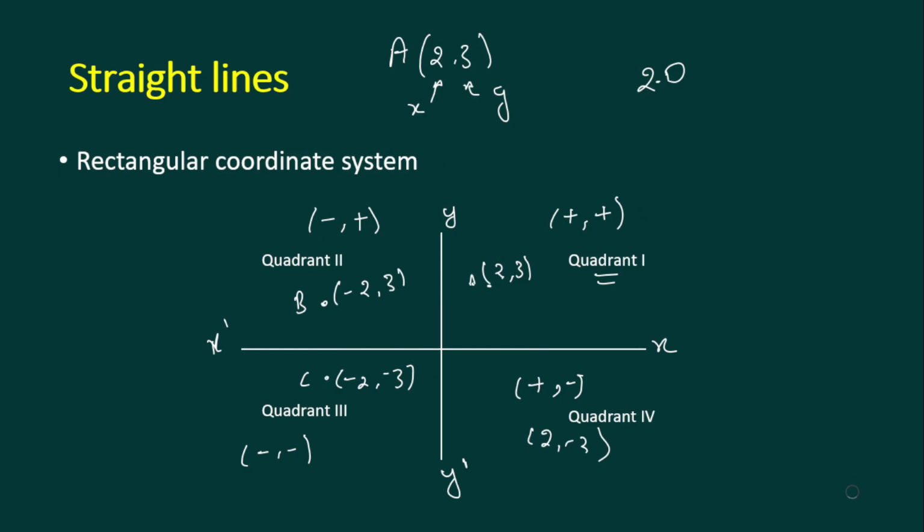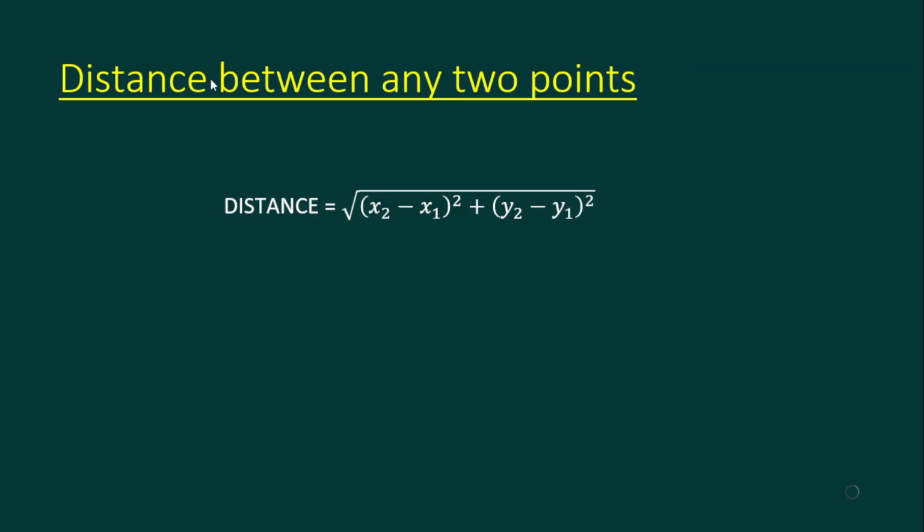Now let's move towards some more about this rectangular coordinate system. Here is the distance between any 2 points. Let's say we have any 2 points, A is 2 comma 3 and B is, let's say, 5 comma 6, and we have to calculate the distance between these 2 points.